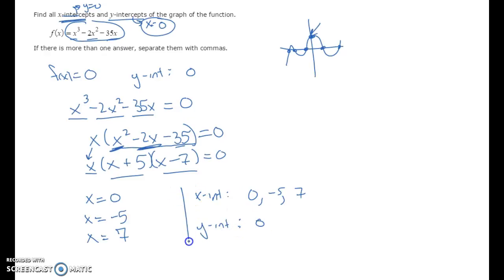Watch out, Alex likes to kind of change things around. Sometimes it puts the x-intercept first, then the y-intercept. Sometimes it flips them. So just be on the lookout. Make sure you're answering the question that's being asked.